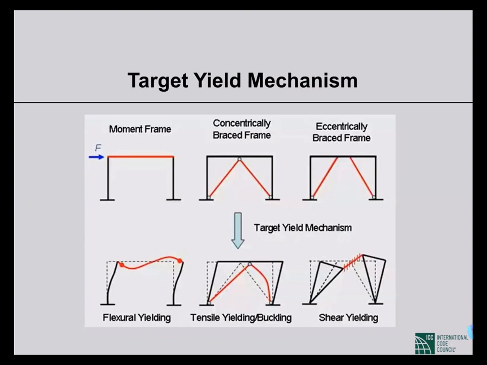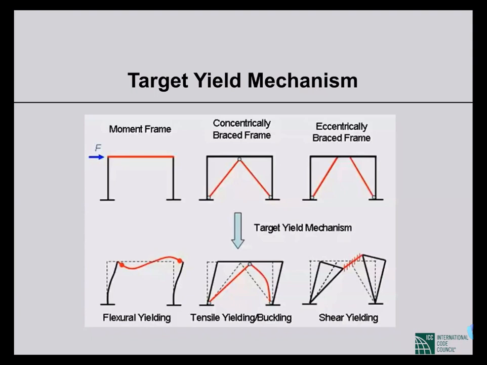But remember, we want inelasticity in certain members, not in all members. Even at the extreme event, we want certain members to behave elastically, while we want some other members to behave inelastically. So this understanding is very important. In case of eccentrically braced frame, the middle part of the beam, we want that to act like a fuse. So we want energy dissipation from there.